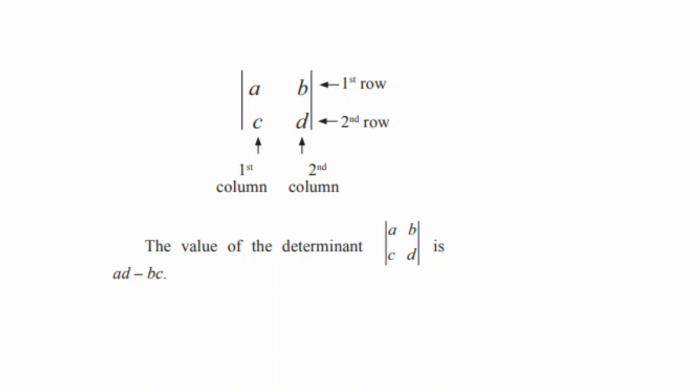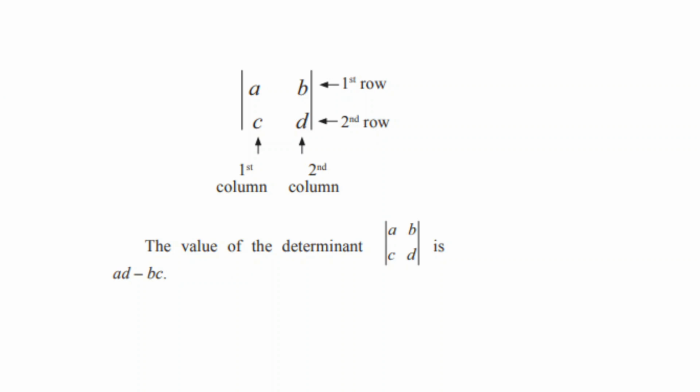So the order of the determinant is 2 cross 2, where the first 2 indicates the order of row and the second 2 indicates the order of column. So the order of the determinant is 2 cross 2, or it is called 2 by 2.